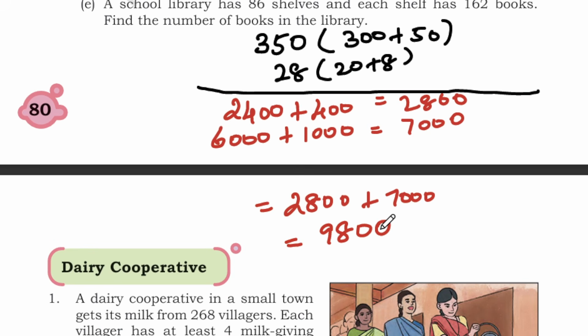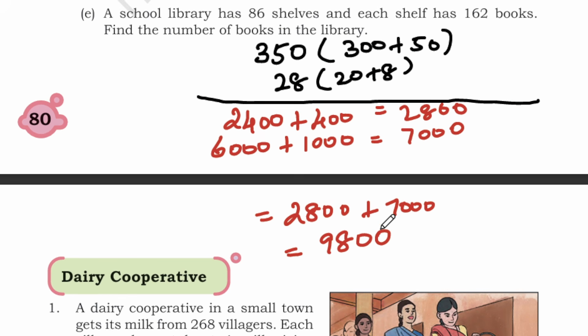Okay, so therefore the total cost of 28 bags of rice is 350 into 28, which is 9800. The shopkeeper earned 9800 by selling 28 bags of rice. Like this you have to complete the answer.